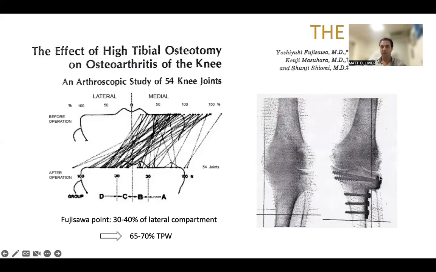But remember, look at that. This is not an indication for HTO. This is an indication for TKA or UKA. It's because it's a very old study and a very old series that this was the knowledge at this time, when TKA didn't exist.